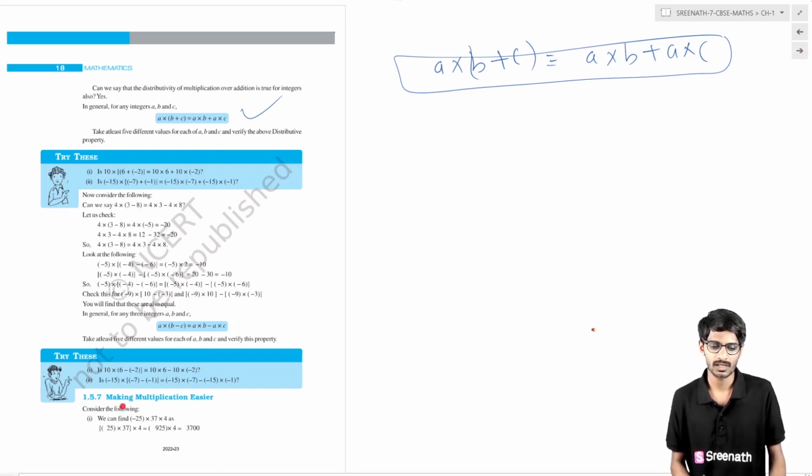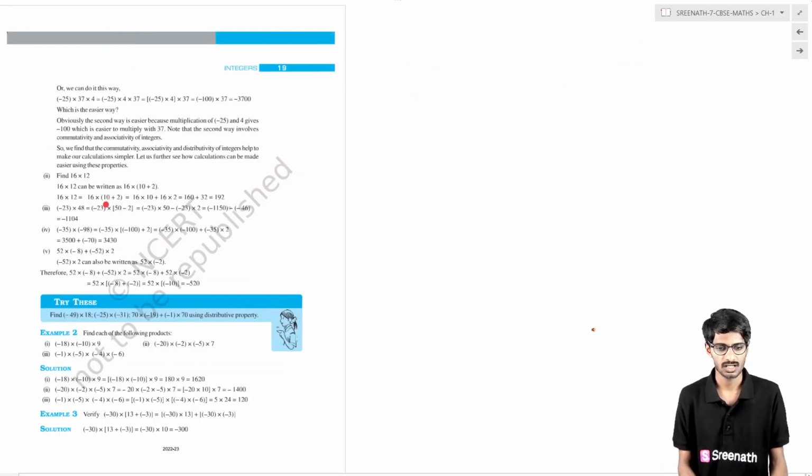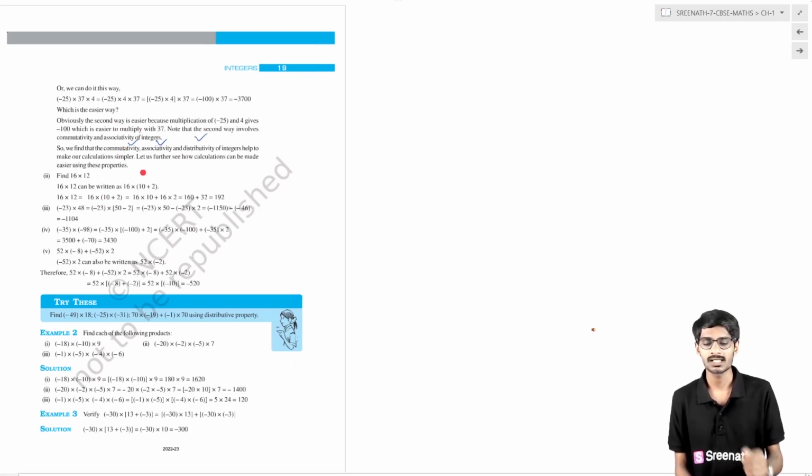Now what is the next topic? Making multiplication easier. How can we make multiplication easier? By using these laws. What are those laws? By using the commutative, associative and distributive properties, we can do multiplication much more easily. The way we make it easier using these laws is called multiplication made easier.